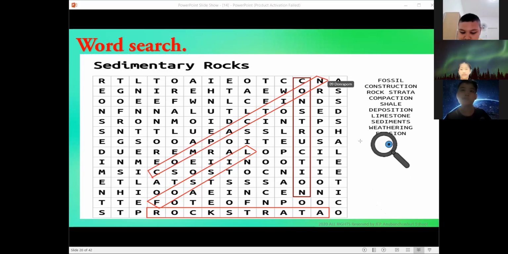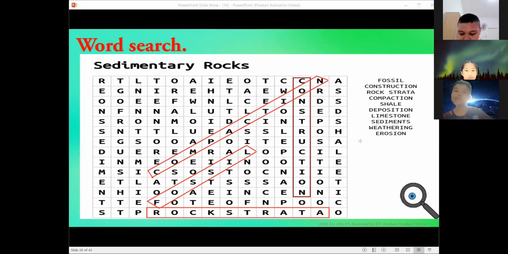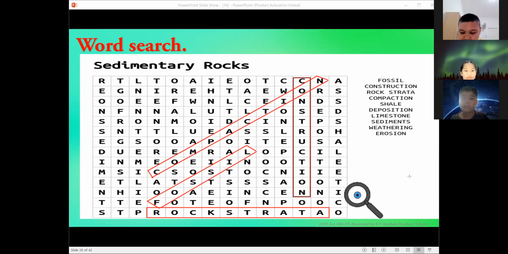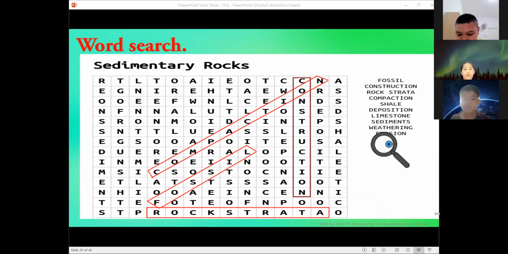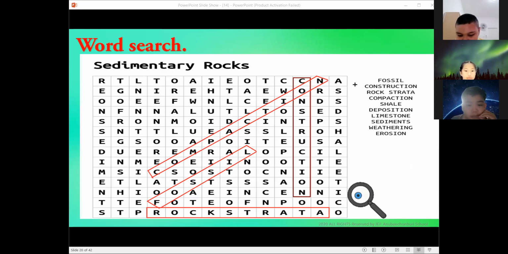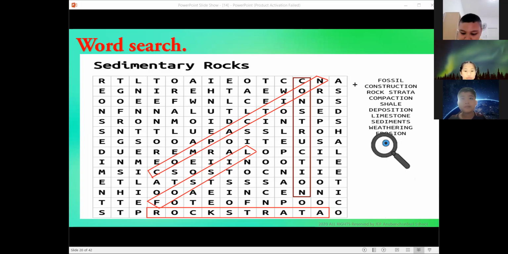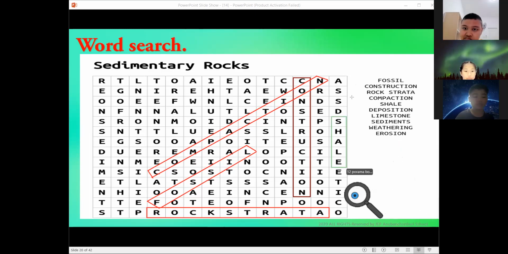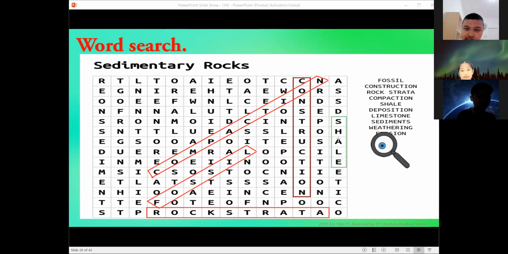All right. Perfect. So let's proceed to the next word. Shale. Who can find the word shale? Let's have Purama first. Purama, go ahead. Nobody? Okay, shale is done.